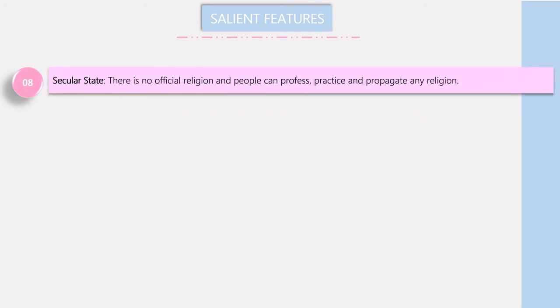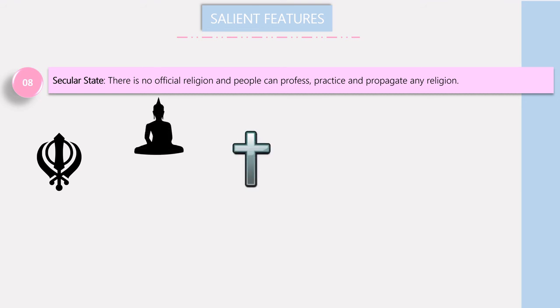8. Secular state. The Constitution stands for a secular state. The Constitution does not uphold any particular religion as the official religion. The Constitution states that all have the right to freely profess, practice, and propagate any religion. Every religious denomination has the right to manage its religious affairs.